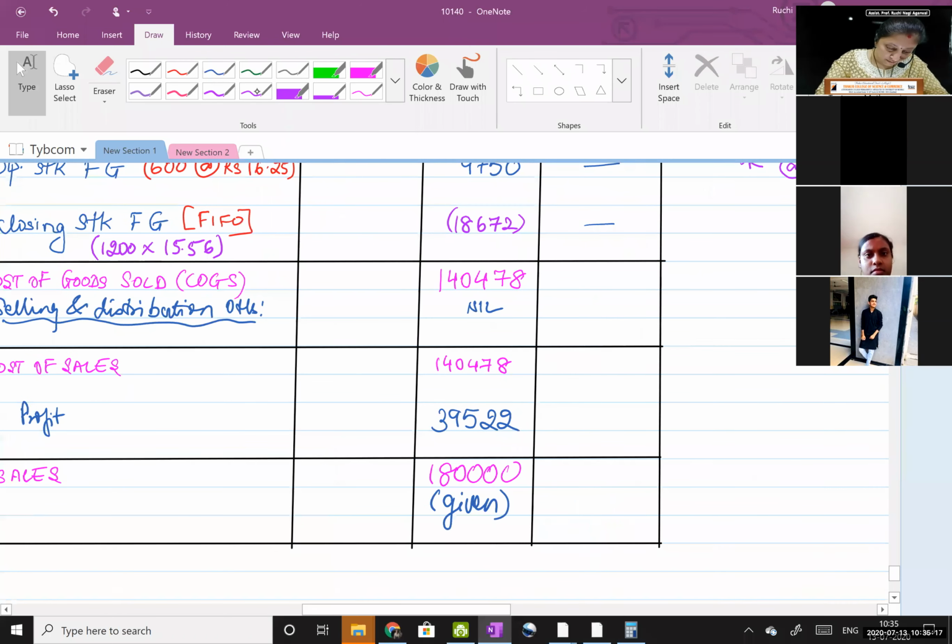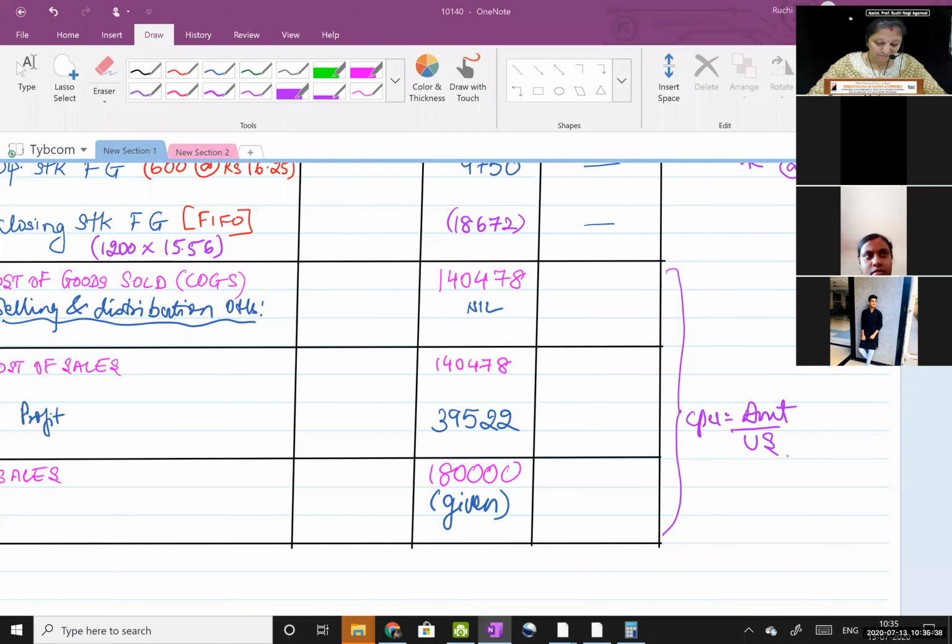And now note number 2, continuation. From COGS up to sales, how will you get the CPU column? Amount divided by units sold. Clear? Acknowledge it in the chat box. Is it clear?